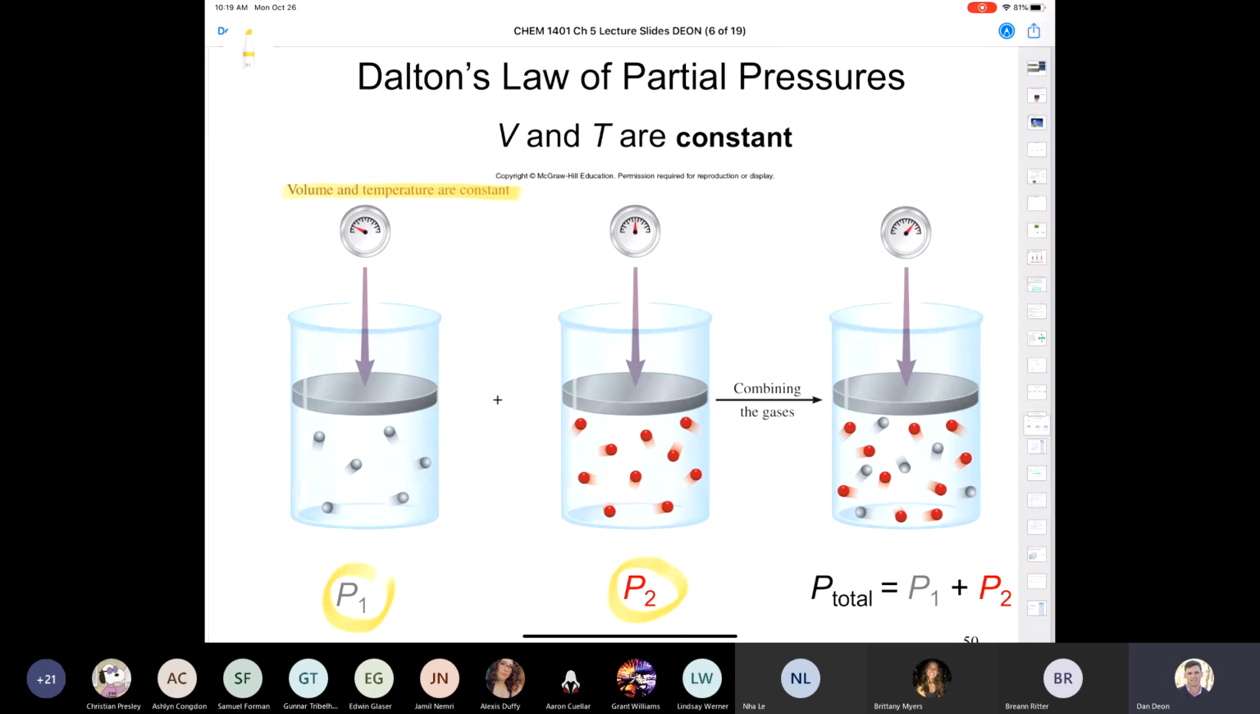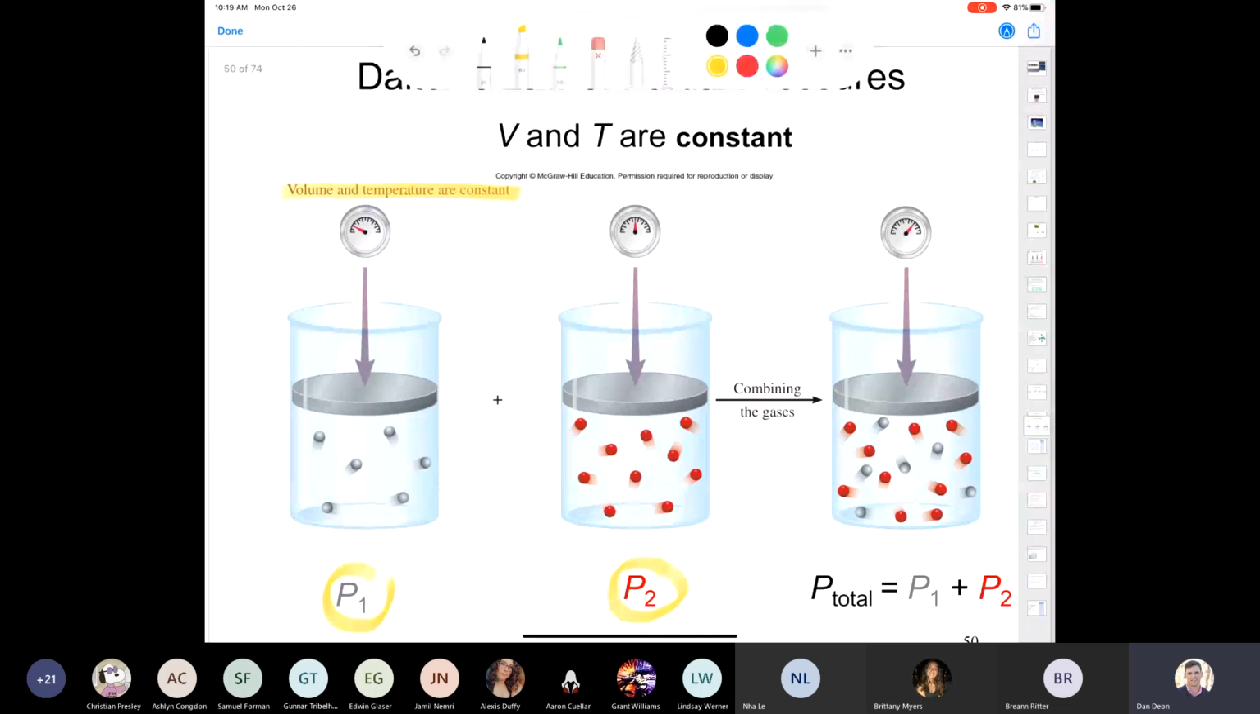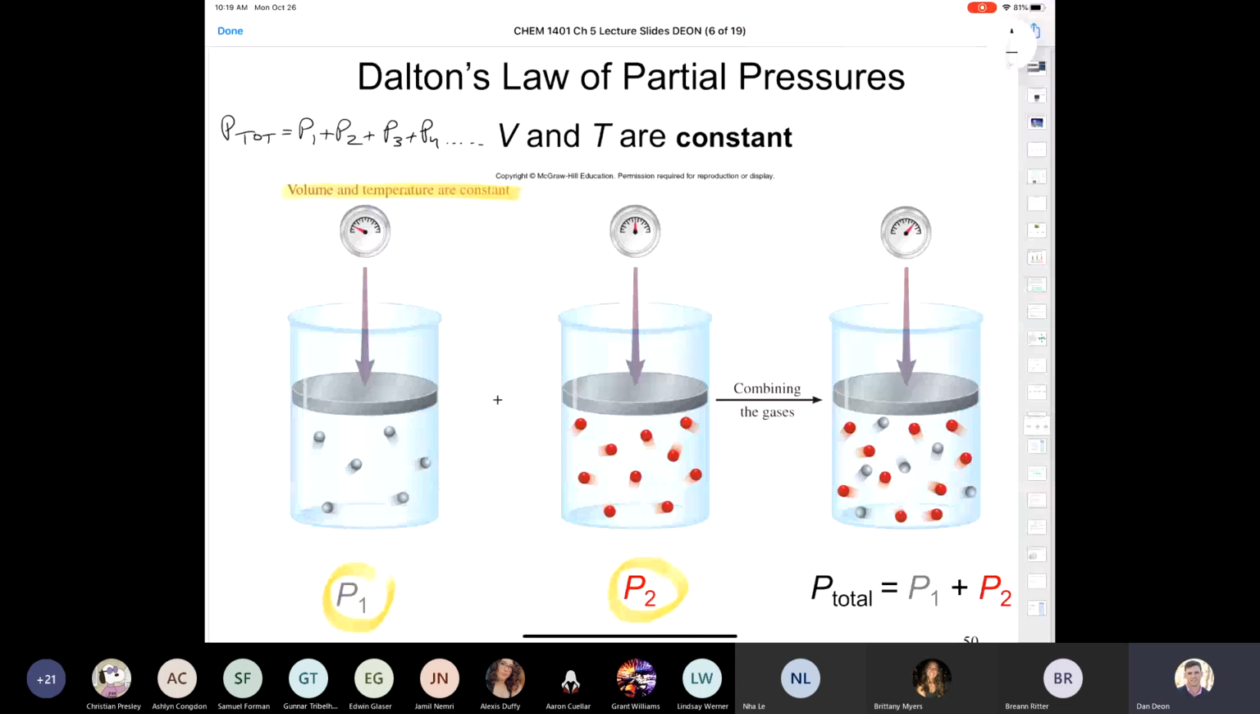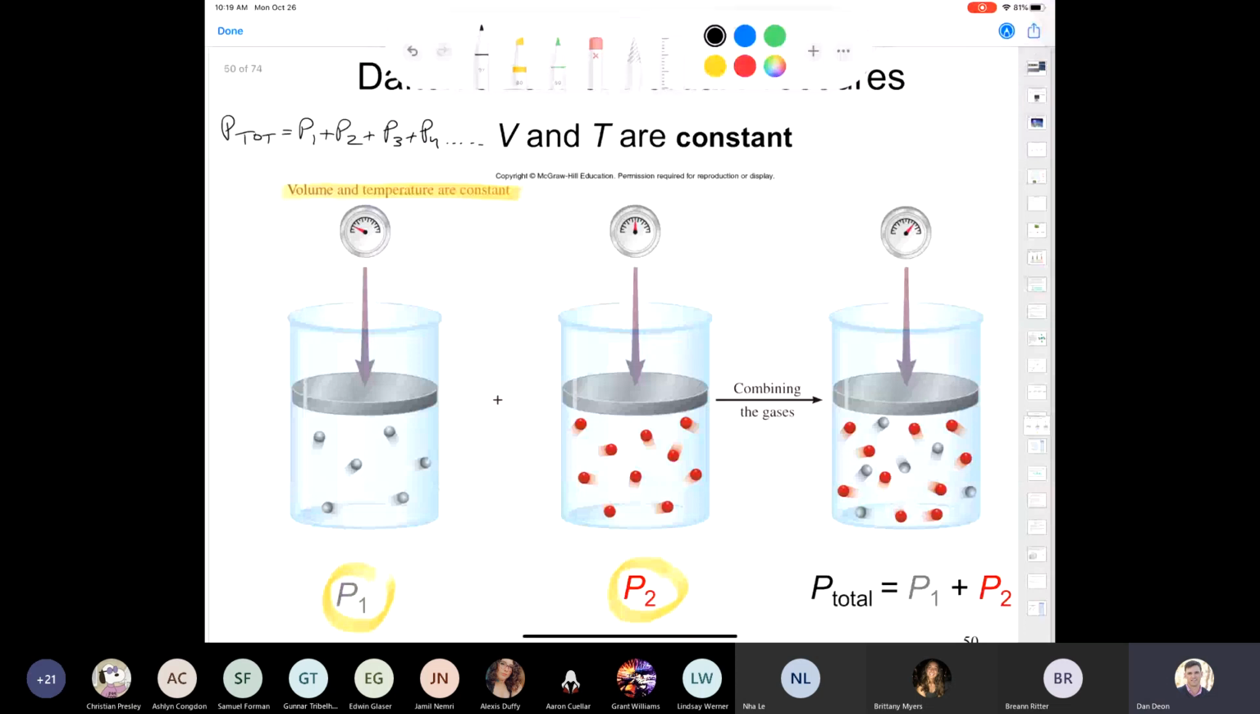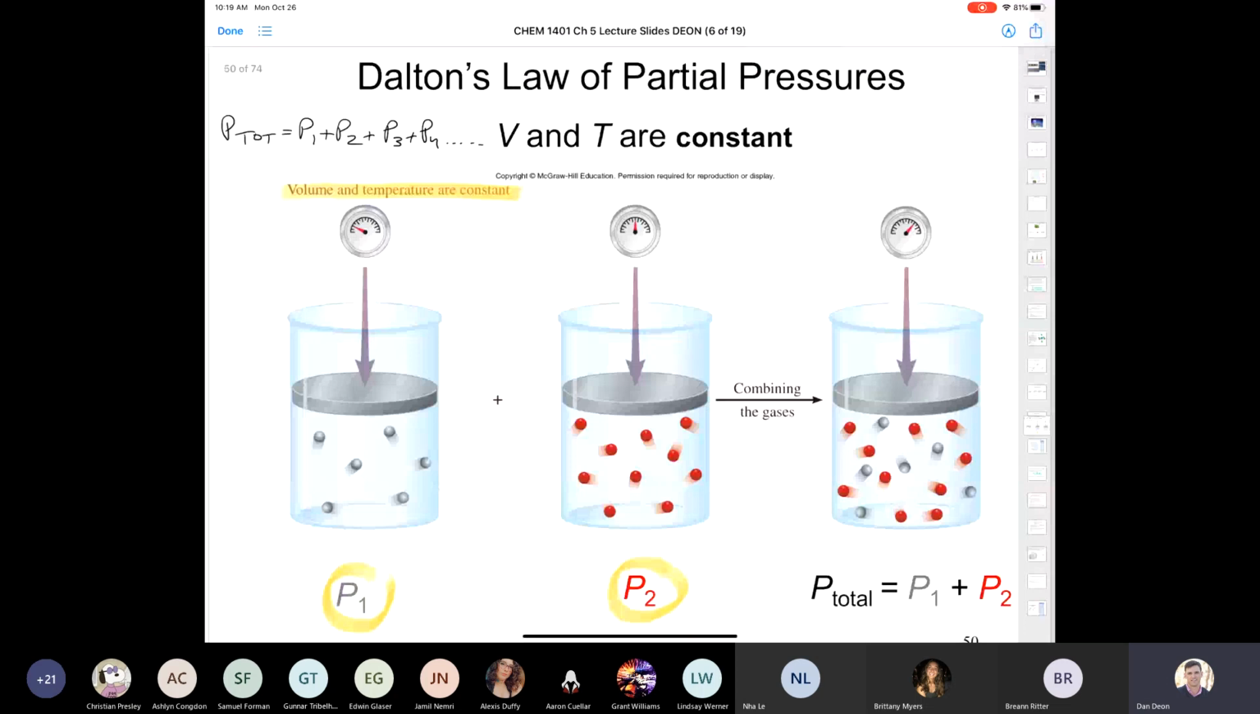When you put those two gases together, to determine the total pressure, all you do is add them up. And so Dalton's law of partial pressures can be expressed like this. P total is equal to P1 plus P2 plus P3 plus P4, and so on and so forth. And if you're thinking, hey, that's the easiest equation I've learned in this class, that's great. Yeah, you just add all the pressures of each individual gas together.